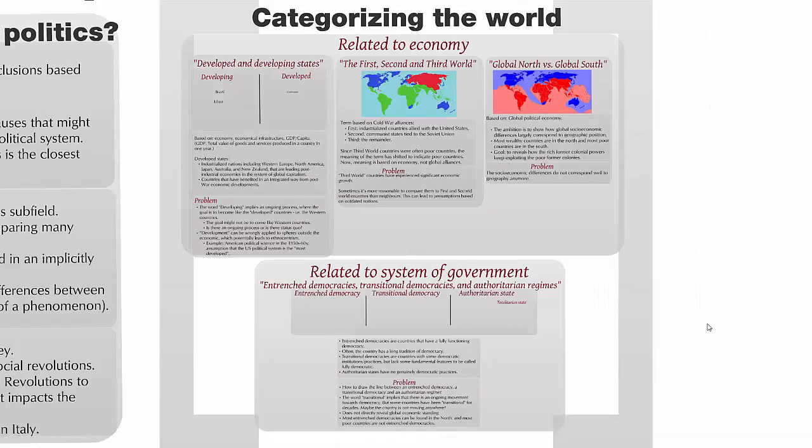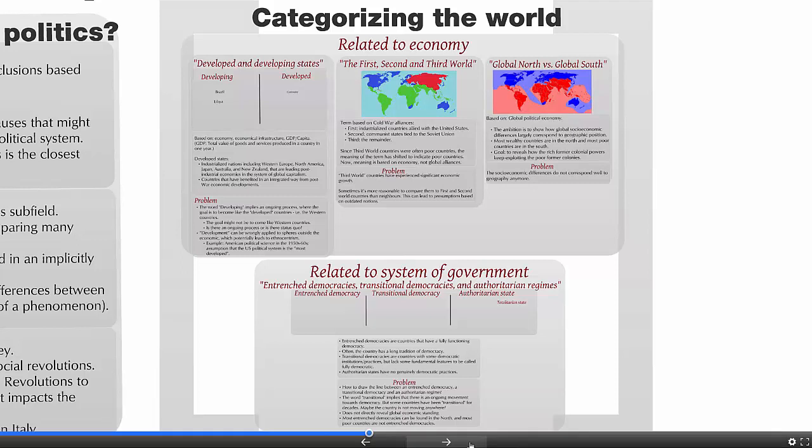Part of the work of the comparativist is to categorize the world and spot differences, large-scale differences, if you will. We have different ways of doing this. We can do it based on economic labels, so what are the economic properties of the different countries in question, or we can do it based on the system of government. The more common way is actually doing it relating to the economy.